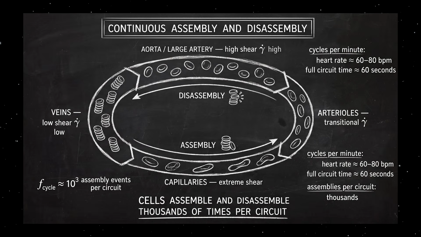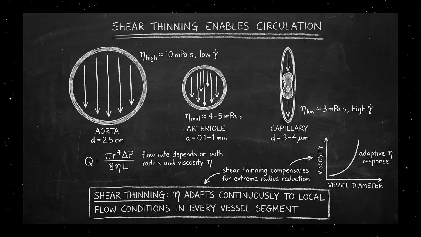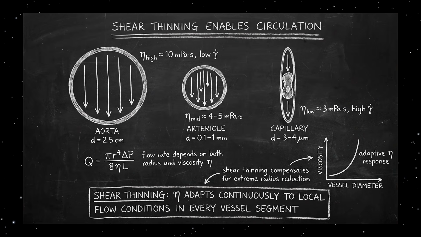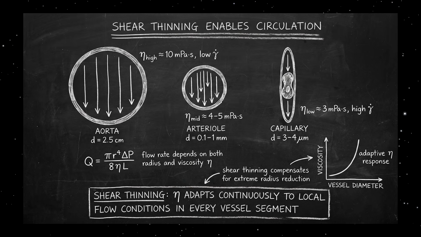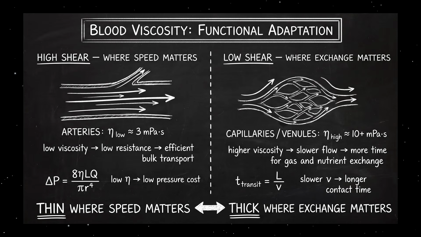The transition happens continuously as blood moves between high shear and low shear regions of the circulation, the cells assembling and disassembling their formations thousands of times per circuit through the body. The shear thinning property is what allows blood to flow efficiently through vessels ranging from the 2.5 centimeter aorta to capillaries narrower than the cells themselves, adapting its viscosity continuously to the local flow conditions each vessel segment demands. Blood adapts its physical properties to the vessel it occupies, thin where speed matters, thick where exchange matters.